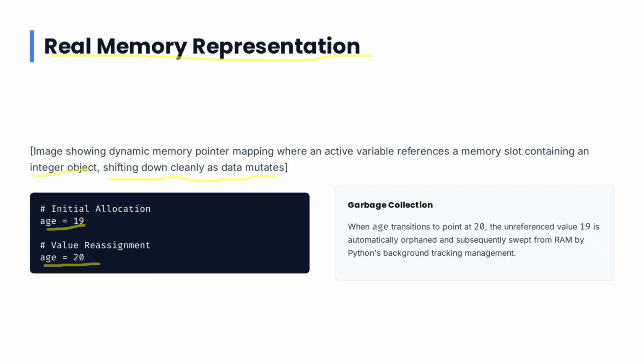That means first we assign the value 19 to the variable age, and then the value 20 to the variable age. When initial allocation happens, memory is allocated to age, where the value 19 is stored. But when we reassign, the memory location also reassigns. This can be better understood when we learn about pointers.